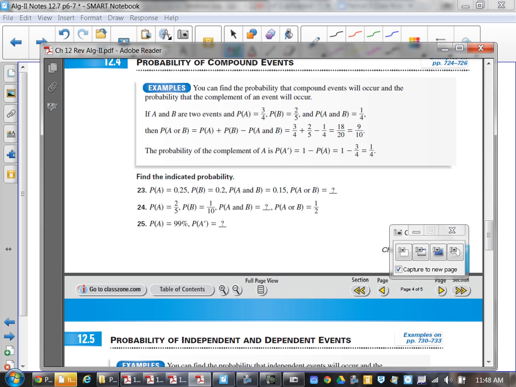Independent and dependent also worked along the lines of: what's the probability of flipping a card and getting a 5 or a 6? It'd be 8 out of 52. What about the probability of a 5 and a 6? Zero.